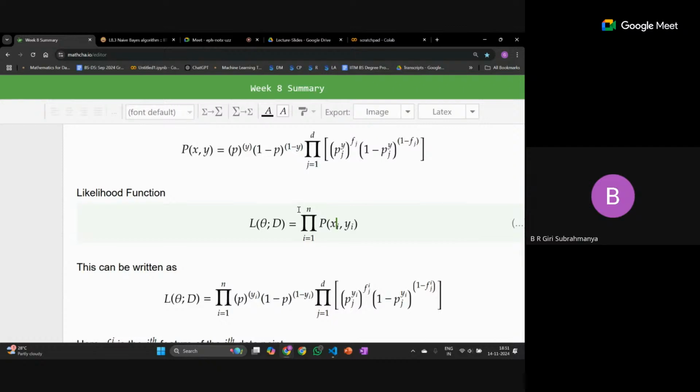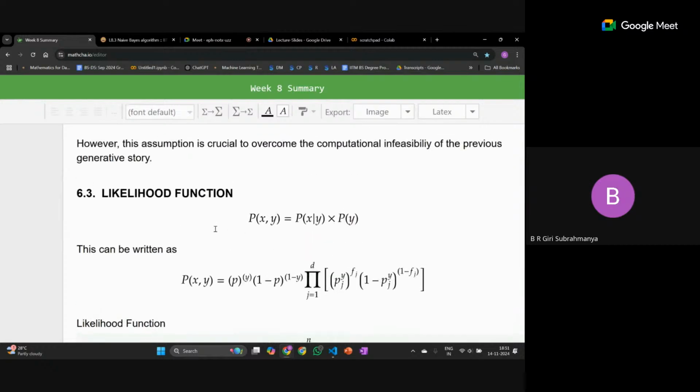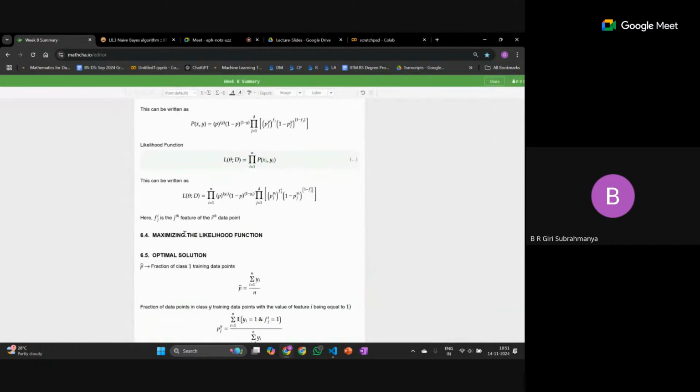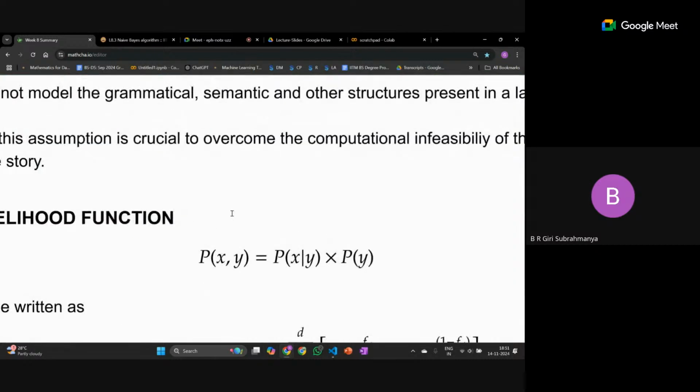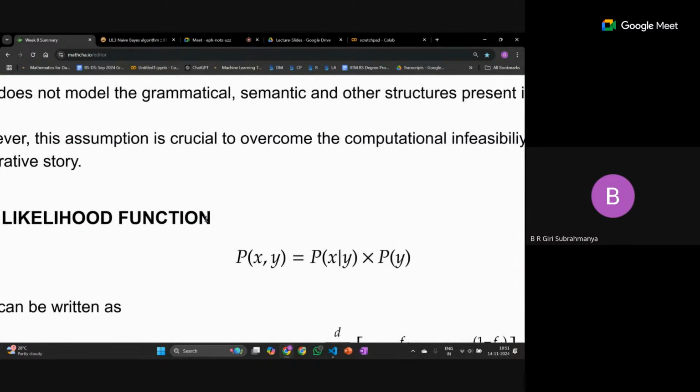And for which set of parameters are you going to get the maximum likelihood? That is what is being estimated by maximum likelihood, right? So that's what we are going to do to estimate the parameters.